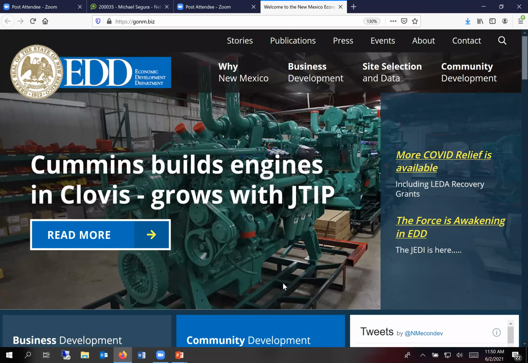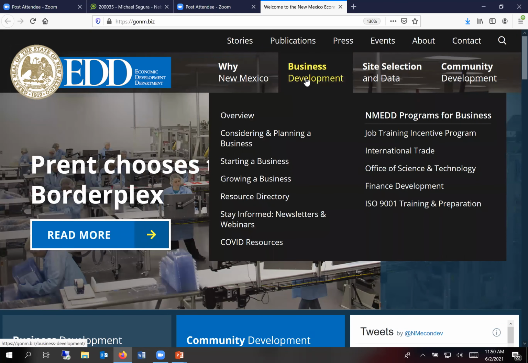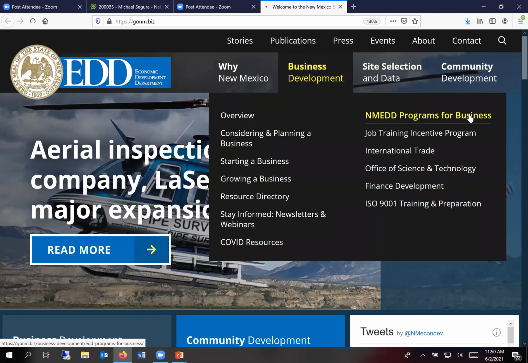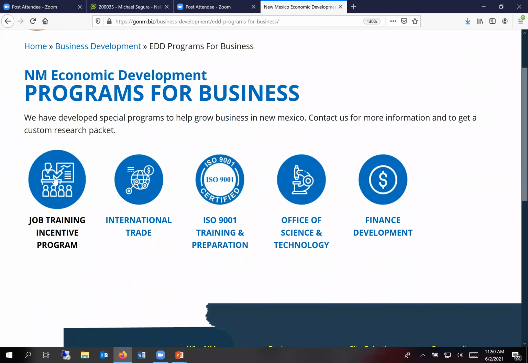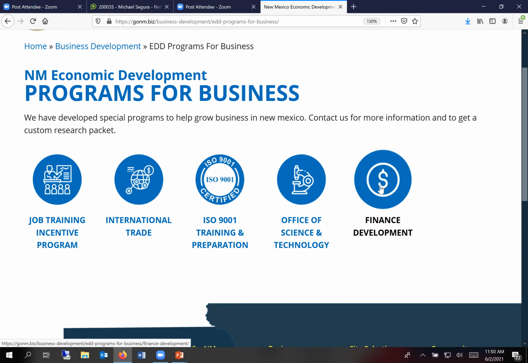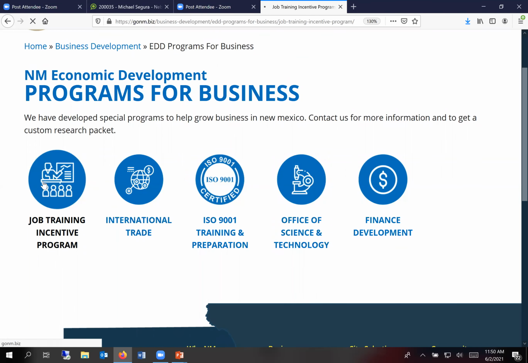So this is what the website looks like. And the place that holds all the knowledge that you seek is business development. And on that business development tab, you can navigate to NMEDD programs for business. And here we see the little icons for each type of service they offer. I'm going to go over the JTIP program, the Job Training Incentive Program, and some of the programs available for finance development today. I'm skipping over the middle, but those are programs that you could research on your own.